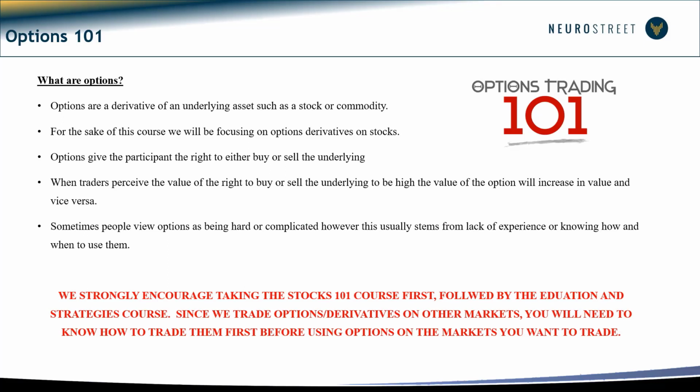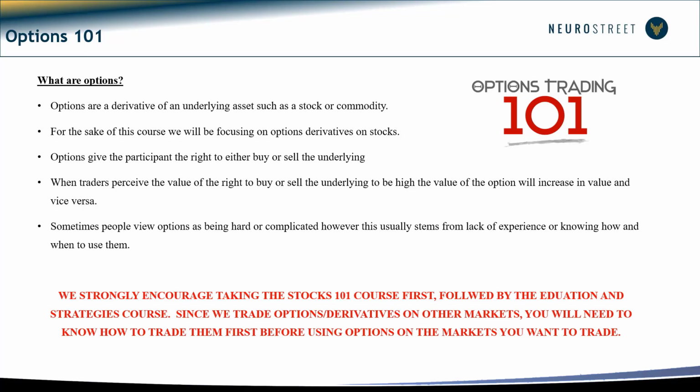So let's get started. Let's talk about what options are. Options are a derivative of an underlying asset, such as a stock or a commodity. For the sake of this course, we're going to be focusing on options on stocks. You can trade options on other assets like futures and commodities, but it's not really where everybody gravitates to. It's not really meant for the masses, so to speak. You normally find more institutional traders trading options on futures.